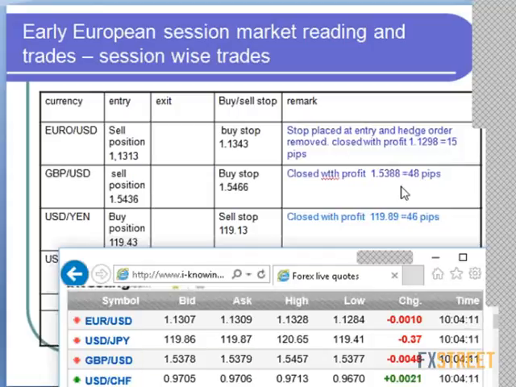by the end of the session, as I explained, they will be active during the early and the late sessions in the majors. So by late session around 12:55, I closed the position around 1.5388 with 48 pips profit. And now they are making the slide here. In the case of GBP, they cut a new low.